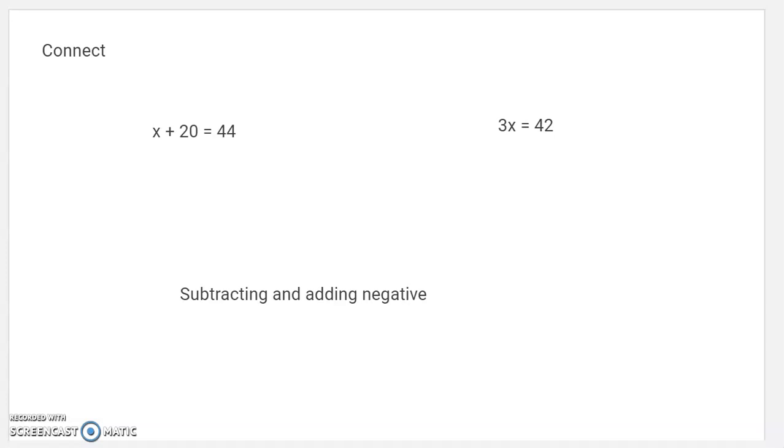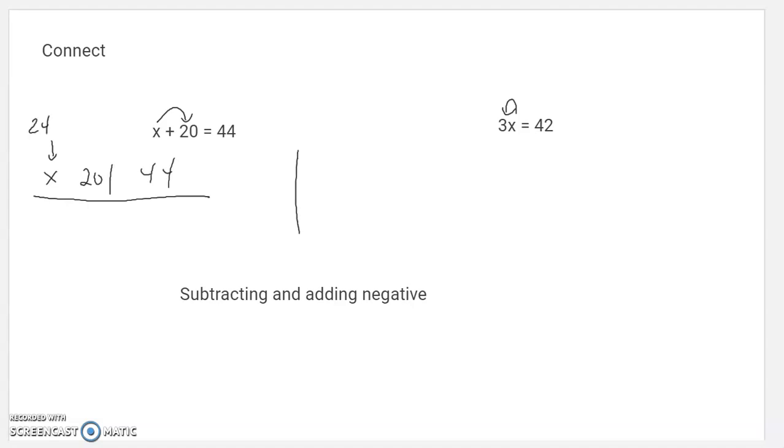Few things to call back to mind. It's been a little while. So these are the types of equations we solved so far: things where the variable has something added and things where the variable has something multiplied. We have used a drawing strategy to do those. So for instance, this one we would do x and 20 equals 44, and we would figure out that x equals 24.